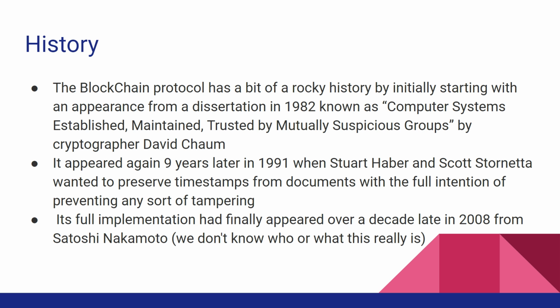So for the history of blockchains, it has a bit of a rocky history, initially starting as an appearance from a dissertation in 1982 known as Computer Systems Established, Maintained, and Trusted by Mutually Suspicious Groups by cryptographer David Chaum. So it started off as just an idea in this paper where they went over, in theory, how it would work. And then it's not really talked about much. We don't really hear too much from it.